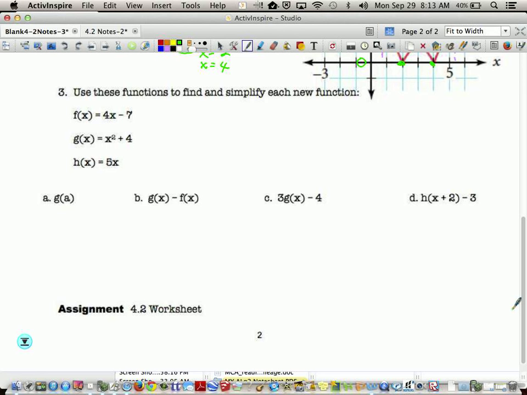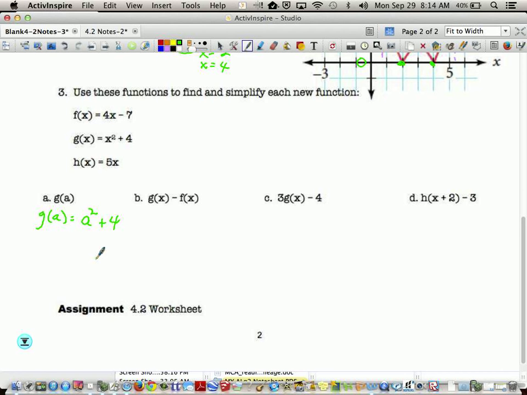All right, use these functions to find and simplify each new function. So we're just going to run through these quickly. The first one, what do they want us to do? Find... What are we supposed to put in there? A. Put A in. So you've got to find G, which is the x squared equation there. So G of A equals A squared plus 4.